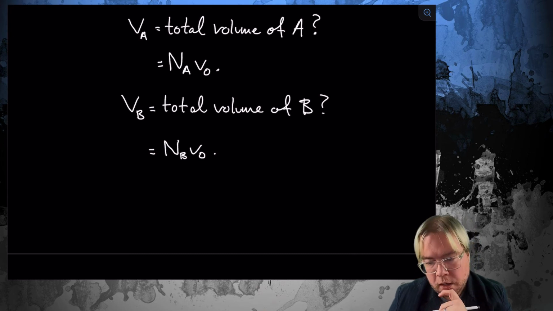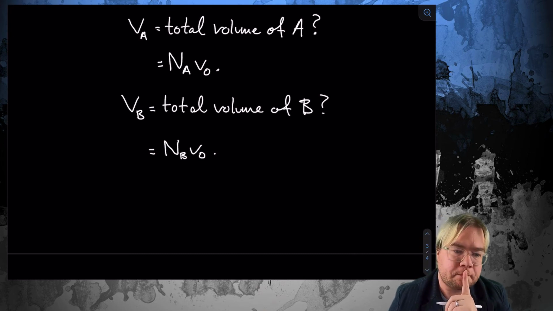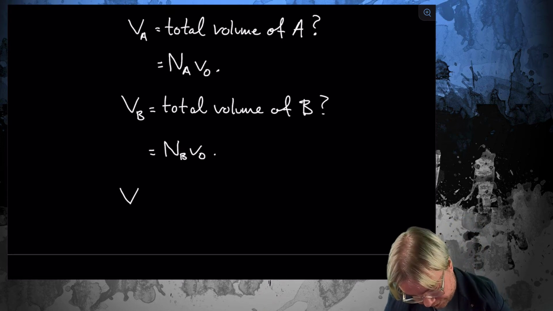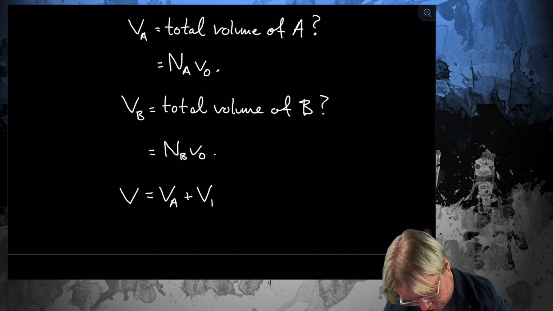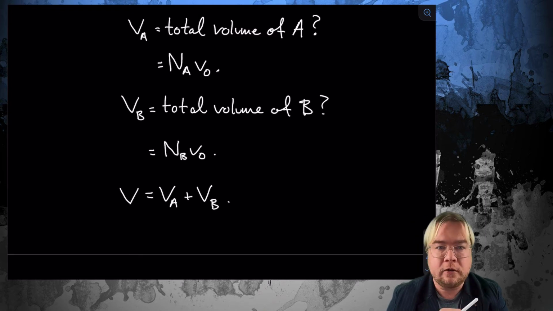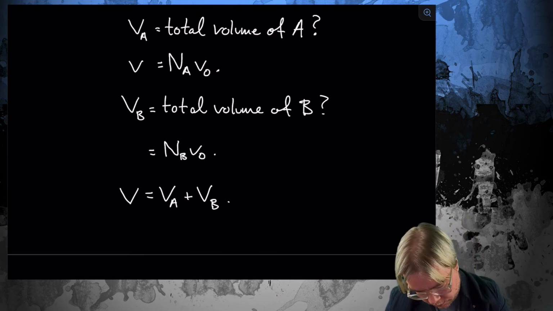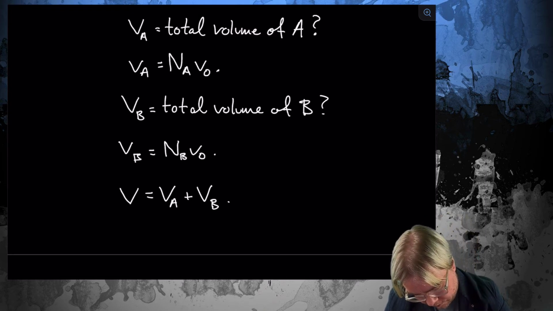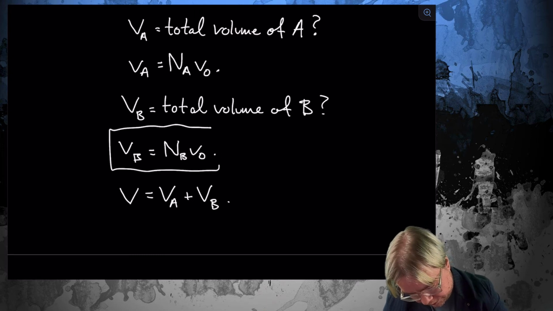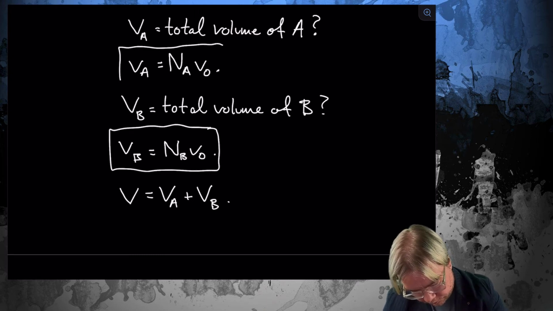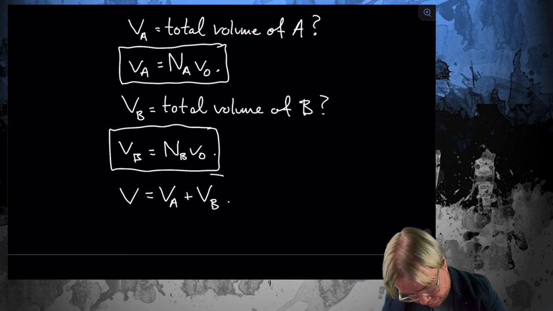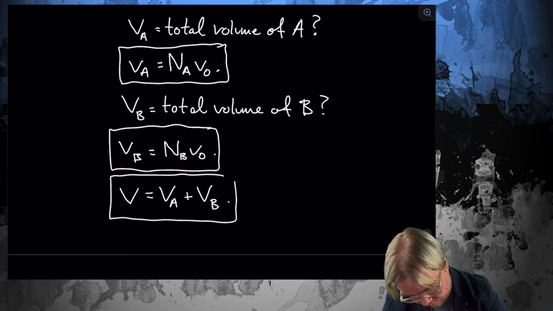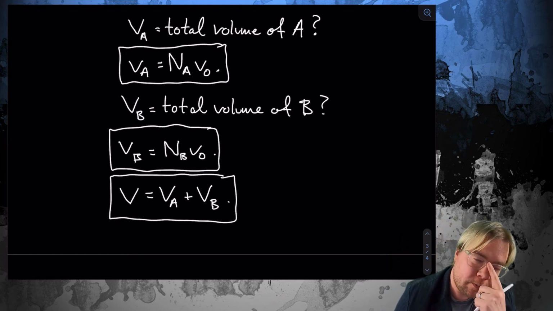Okay. What else can I say? I could say that I could calculate the volume of my system, right? The volume of my system will be the volume of the A particles plus the volume of the B particles. That'll be useful. And I'm just going to circle these things that are important for us because we're going to use these. What else could we talk about?